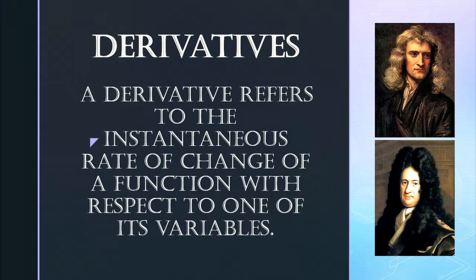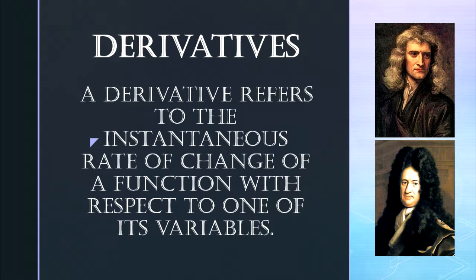As introduced by Isaac Newton around 1665 and later developed by Gottfried Wilhelm Leibniz, a derivative refers to the instantaneous rate of change of a function with respect to one of its variables. This rate of change is a comparison of the change in one quantity to the continuous change in a second quantity.